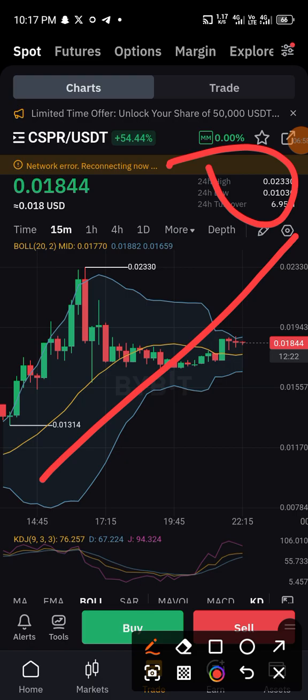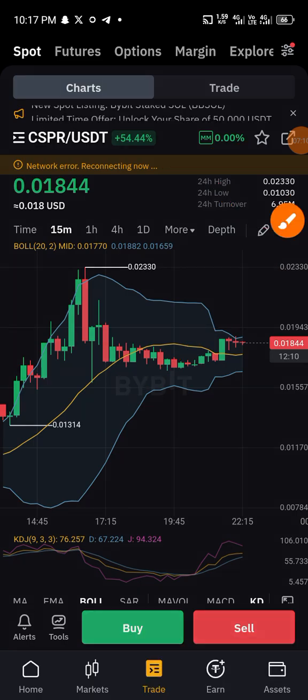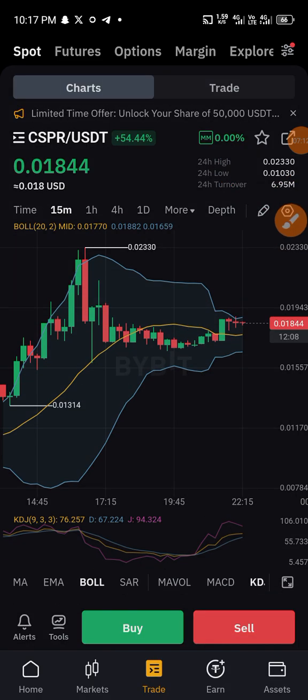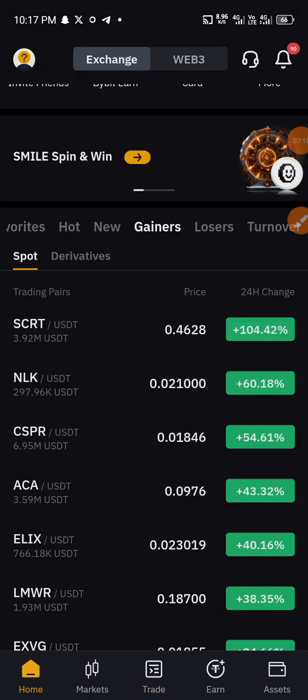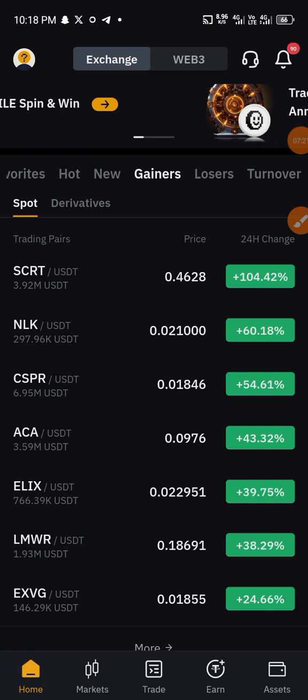And it just started when? Today. So it has a very high chance, a very high opportunity, to move very high. So by doing this, you can turn your little USDT into a huge amount.